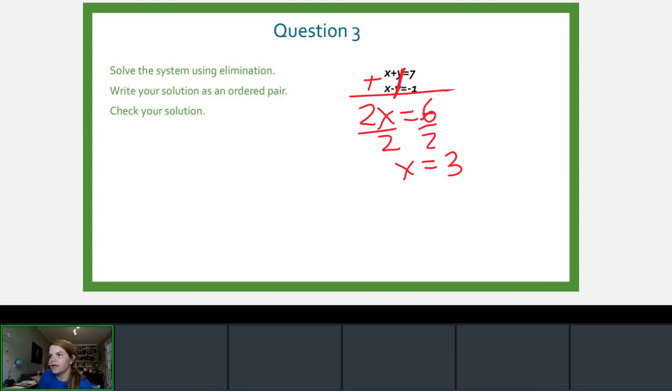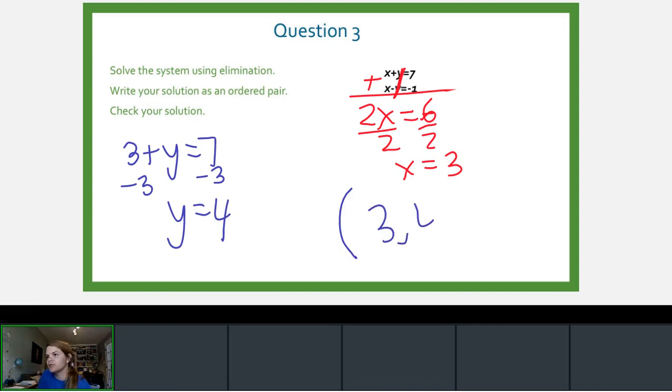I'm going to take that x value, and I had x plus y equals 7, so I'm going to have 3 plus y equals 7. Subtract 3 from both sides, and y equals 4. So my solution is 3, 4.